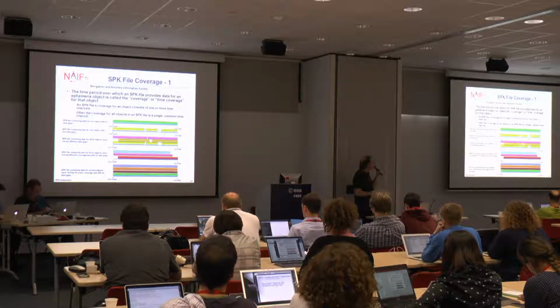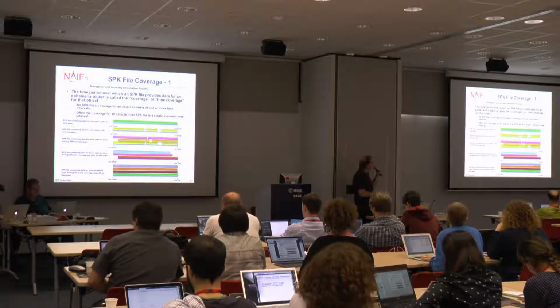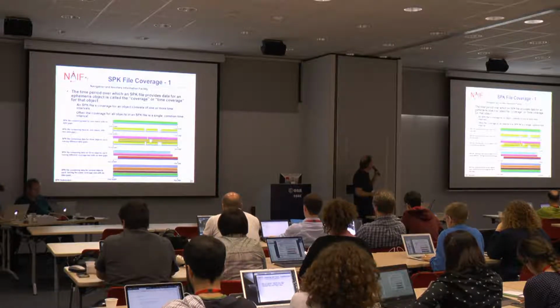Sorry, actually, I misspoke. This is the diagram that refers to the planetary and satellite ephemeris case. This is just for a single object. Sorry about that.